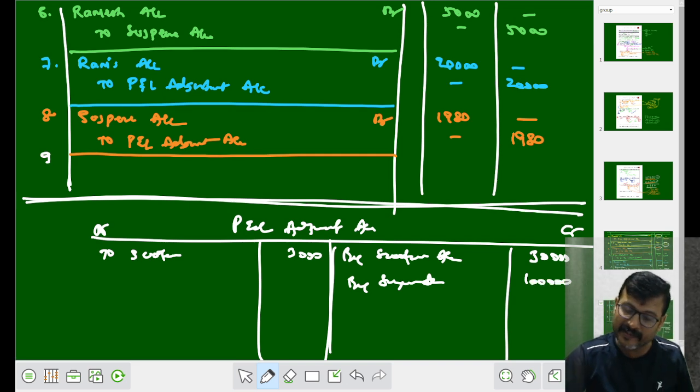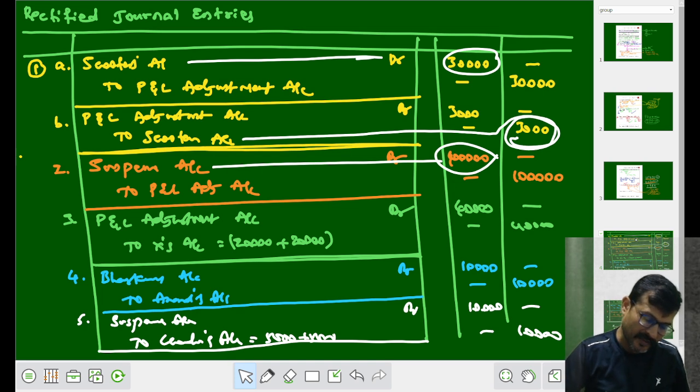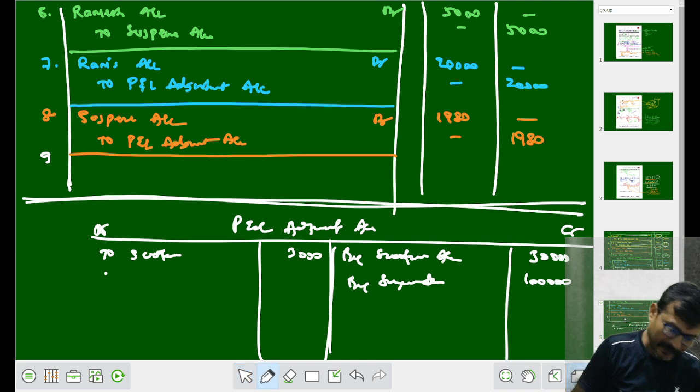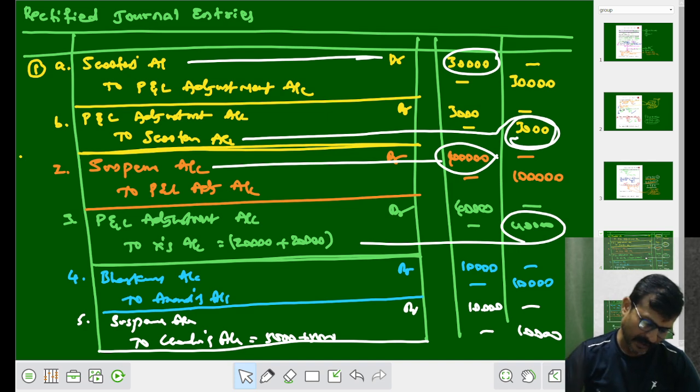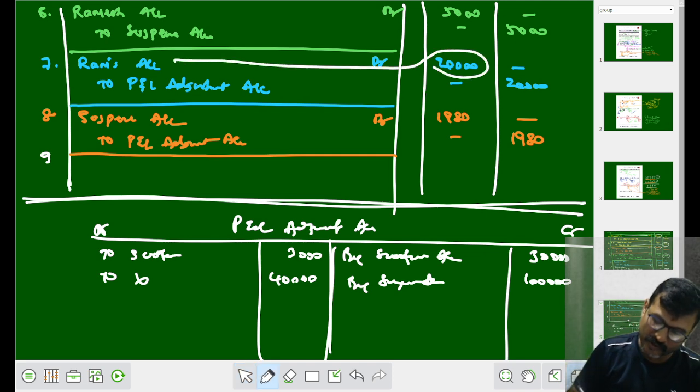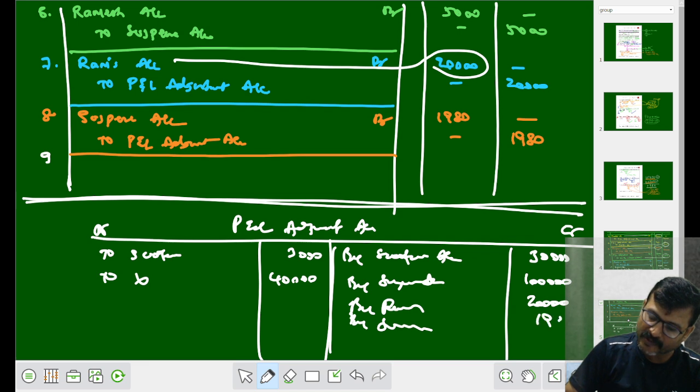Fine. What happened the next transaction? See here, P&L adjustment to X. X is in the credit side, so we have to take it in debit side, right? To X account, it is rupees 40,000. Fine. What happened the next one? There is none. Then the last one, Ram is in the debit place, so he goes to the credit place. By Ram 20,000. Next one, suspense to P&L, by suspense, an amount of rupees 1,980.